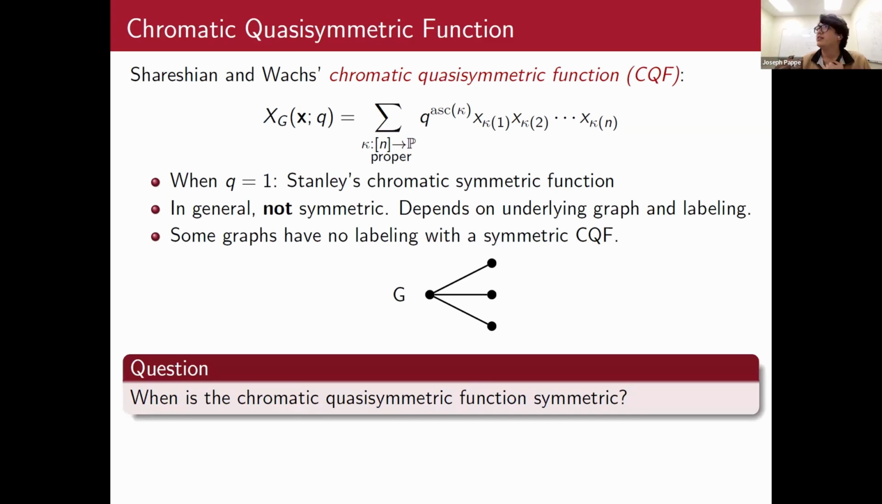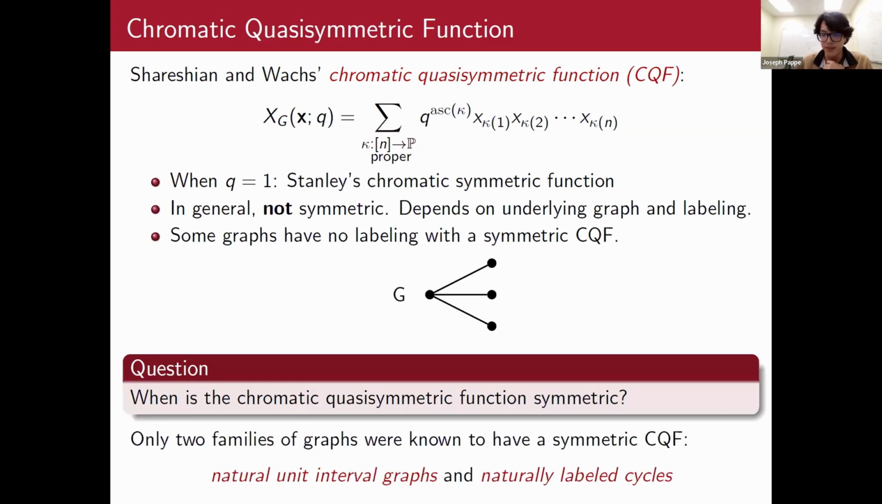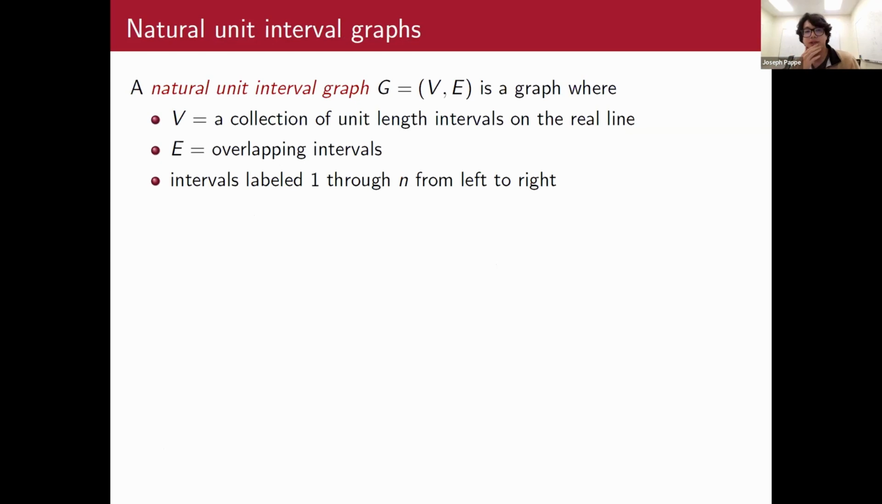Now, there's actually another motivation for studying this question, and this comes from the only two known families that had a symmetric CQF, which were the natural unit interval graphs and naturally labeled cycles. So what were these natural unit interval graphs? We saw them previously in Akita's talk. You can think of their vertices as a collection of unit intervals on the real line, and the edges correspond to overlapping intervals. We label the intervals from left to right, 1 through n.